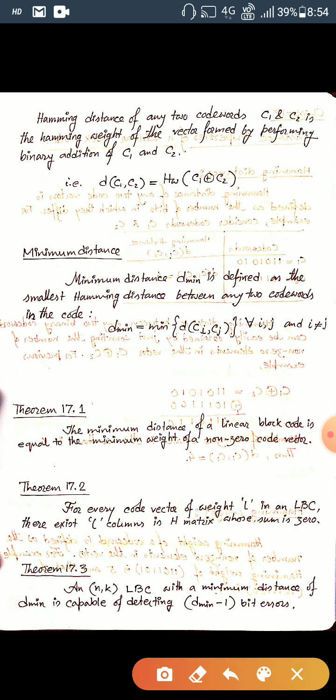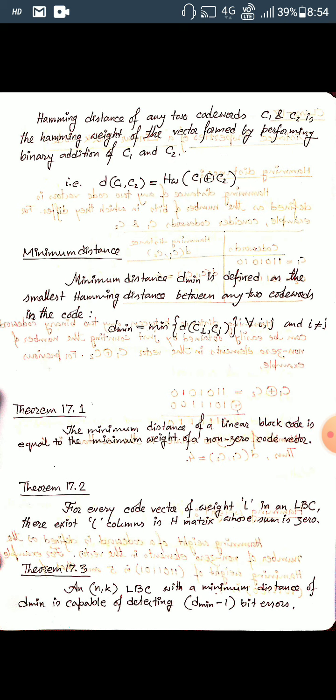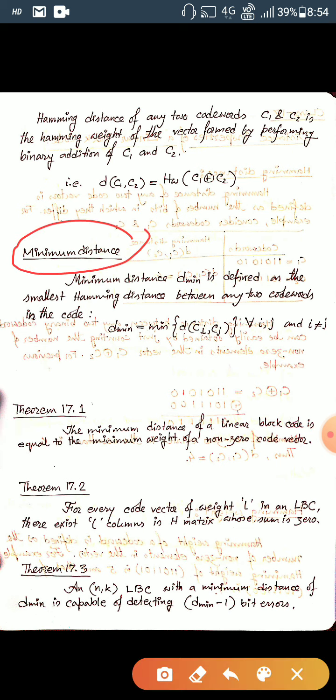That means you have to initially do the operation C1 XOR C2, which is the mod 2 addition, and for the resultant value you have to count the Hamming weight, that is the HW. That will be the value of the Hamming distance for C1 and C2. Now for the minimum distance, which is also defined as D min, this is the smallest Hamming distance between any two code words in the code.